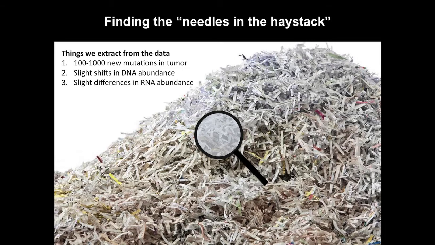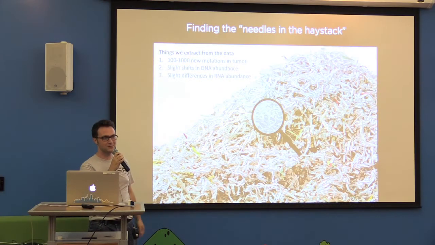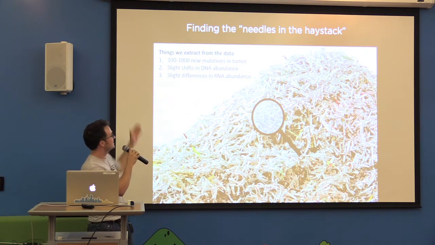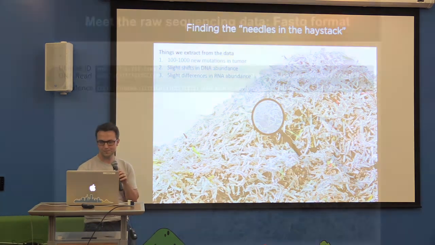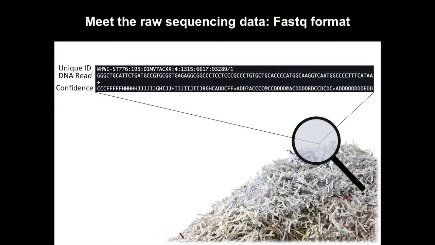You have to find slight shifts in DNA abundance. I'll talk about that in a minute and what that means. Slight differences in RNA abundance. I'll talk about that as well. But really, there's so much noise here and there's so much data here. You have to have some pretty powerful methods and a bit of knowledge about how to really process this the right way. So now let me introduce you to the data format that you start with.